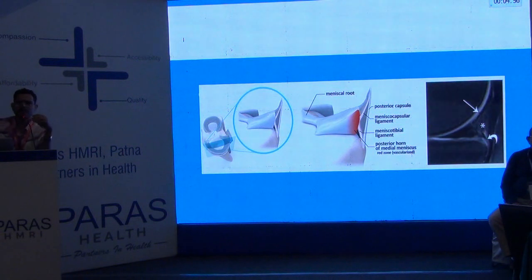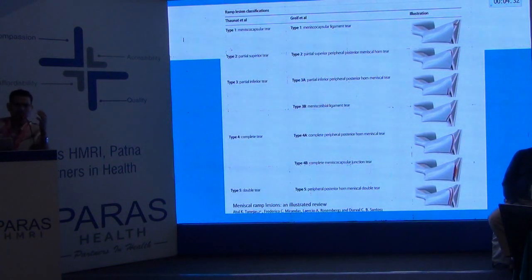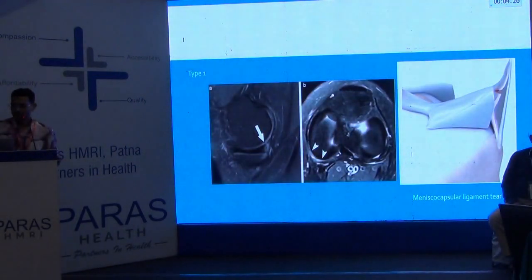This diagram depicts the normal anatomy where we can see the posterior capsule, the meniscocapsular ligament, the meniscotibial ligament, and the posterior horn of the medial meniscus. In the MRI also we can correlate with these anatomical structures. So it's a busy slide. This is classified by Thaunat et al. and Bollen et al. We will see one by one in the next slides.